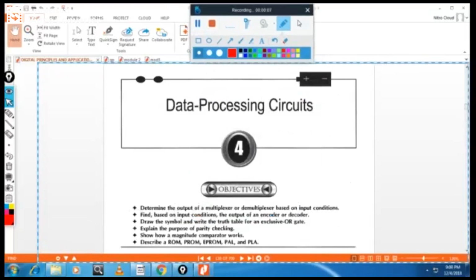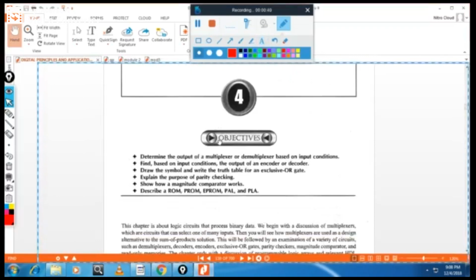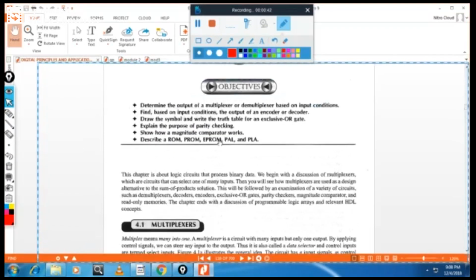Hello students, welcome back. Today I am going to start the third module, that is data processing circuits of Analog and Digital Electronic Circuits, 17CS32 subject of VTU for third semester CS and IS students. In the data processing circuits, we will see first one is a multiplexer.